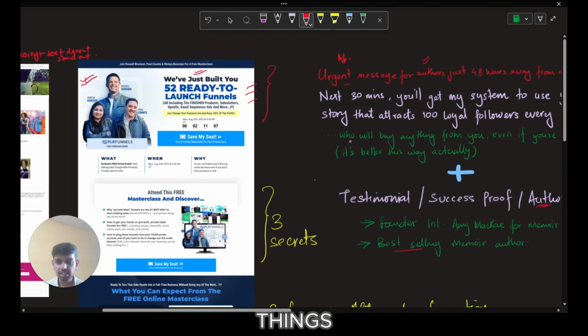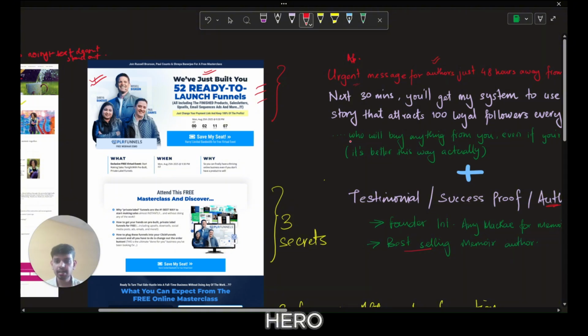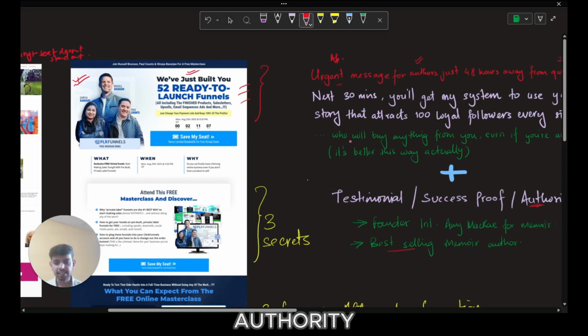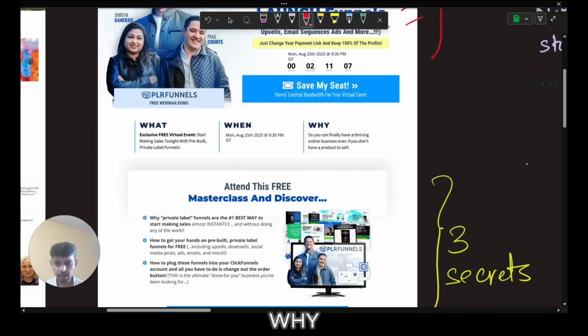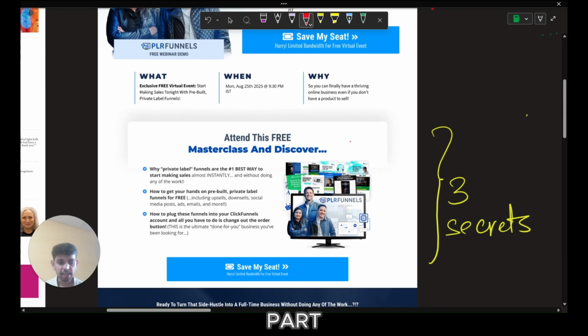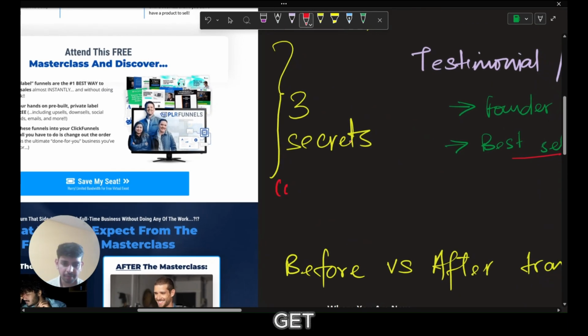So these two things must come in the hero section: image, headline, plus this testimonial authority section. That's it. Followed by what, when, and why. And that's the easy part. Then comes the three secrets, or what you will get.